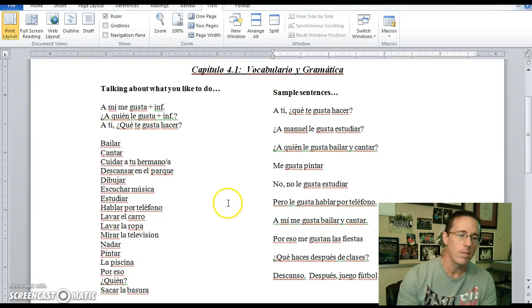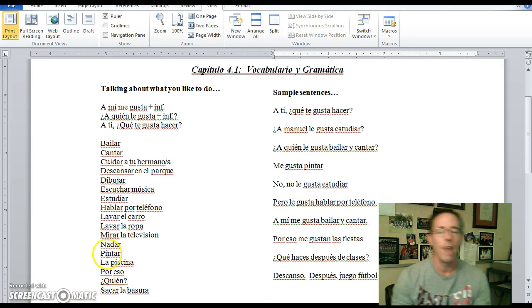So very quickly, some sample sentences. I'm not going to get through all these because our time frame cuts us off at 15 minutes, but I'll be able to go through about the first 10 here. First one, a ti, ¿qué te gusta hacer?